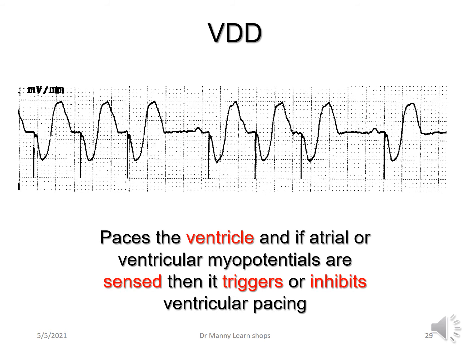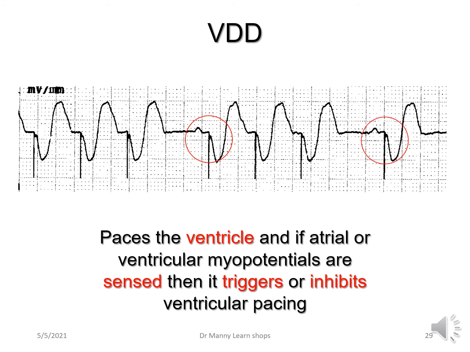Then you've got VDD, and VDD paces the ventricle, and if atrial or ventricular myopotentials are sensed, then it triggers or inhibits ventricular pacing. So you can see in that beat there, it sensed atrial activity. It didn't sense any ventricular activity. So therefore what it did, it joined the ventricular pacing to the P wave at the end of the PR interval, which is pre-programmed, and it provided atrial and ventricular synchrony. Also did it on that last beat.